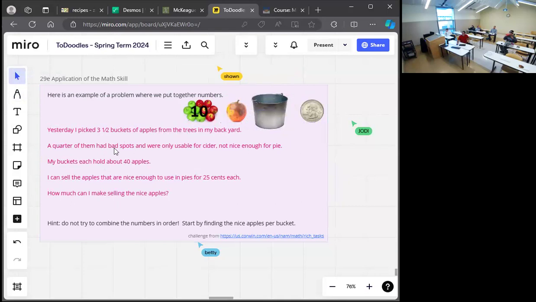But 1/4 of the apples had bad spots. Ooh, I could use them for cider, but I'm not going to use those for pie. My buckets each hold about 40 apples. So here's 10 apples, if using that or making copies of that helps. And the apples that are nice enough for pies, I could sell for 25 cents each. So how much can I make by selling the nice apples? So how do I put all those numbers together and get an answer?